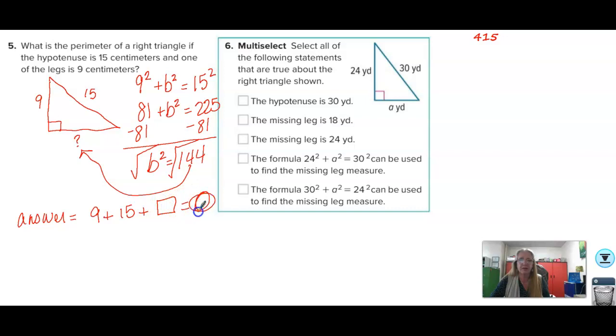That is your answer right there. Okay, winner, winner, chicken dinner. So make sure you answer the perimeter of the triangle, all 3 of the sides added together.